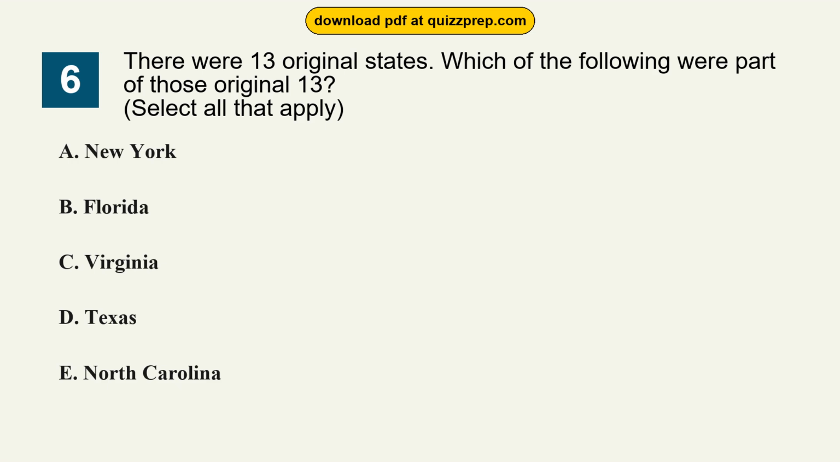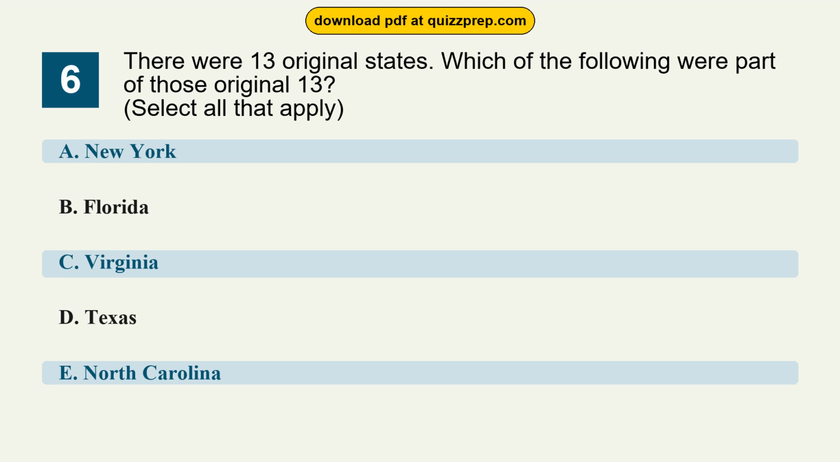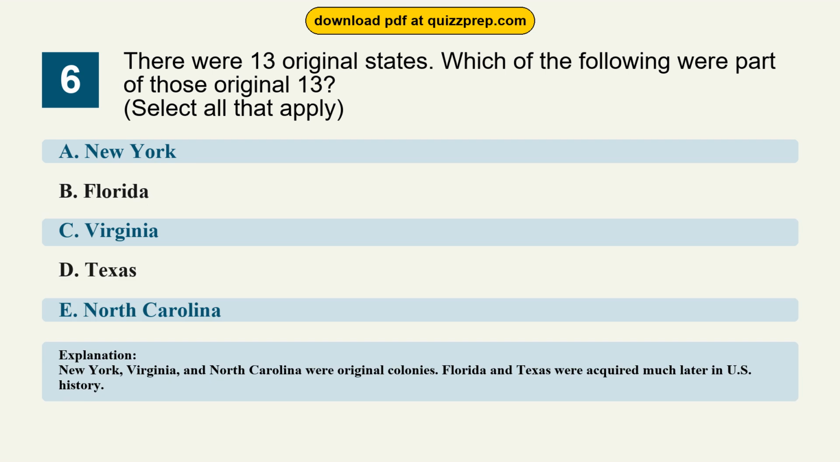Question 6. There were 13 original states. Which of the following were part of those original 13? Option A. New York. Option B. Florida. Option C. Virginia. Option D. Texas. Option E. North Carolina. The correct answers are options A and C and E. New York, Virginia, North Carolina. New York, Virginia, and North Carolina were original colonies. Florida and Texas were acquired much later in U.S. history.